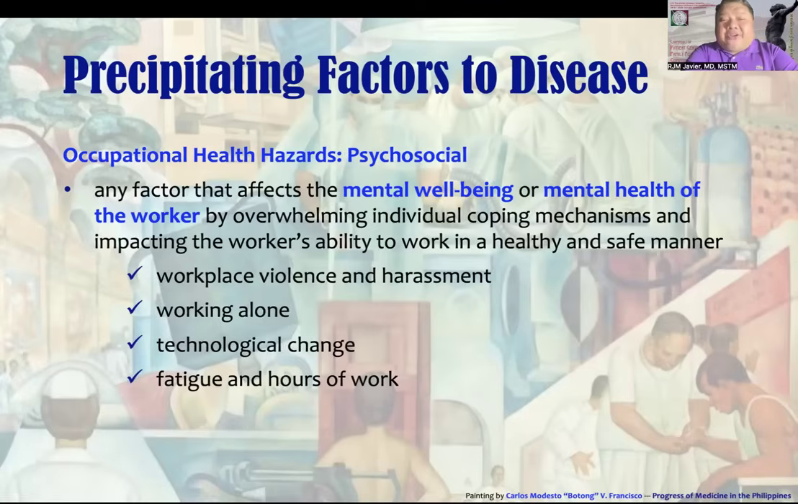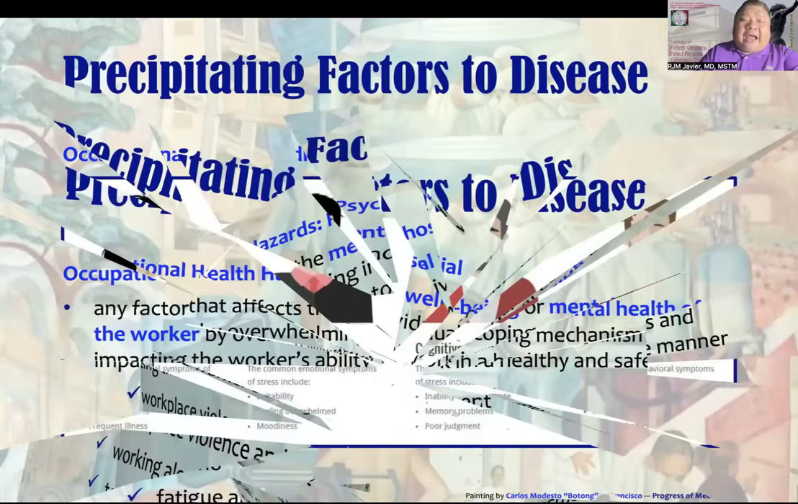The last will be your psychosocial occupational hazard. Any factor that affects the mental well-being or mental health of the worker by overwhelming individual coping mechanisms and impacting the worker's ability to work in a healthy and safe environment. These are all considered psychosocial health conditions. So, for example, if there's workplace violence and harassment, if you're forced to work alone, if there's a technological change rather, or fatigue and work hours.